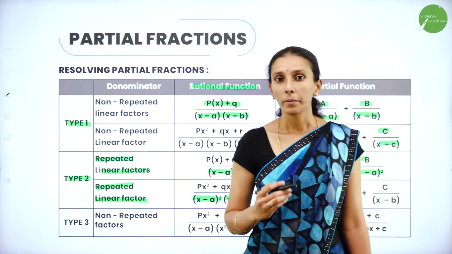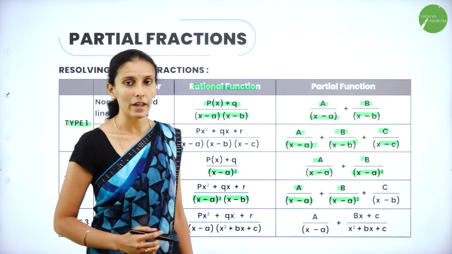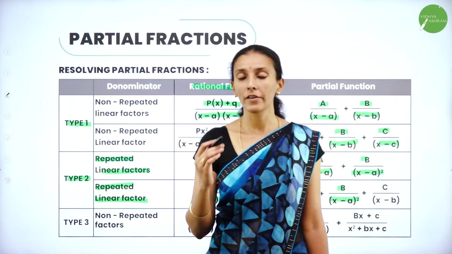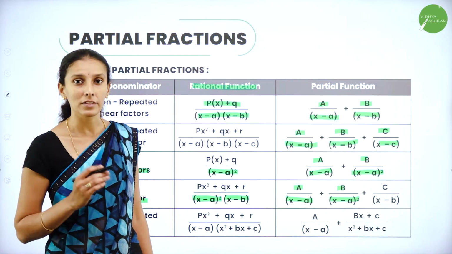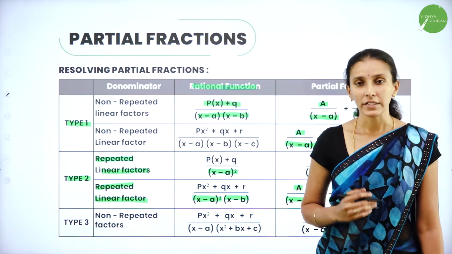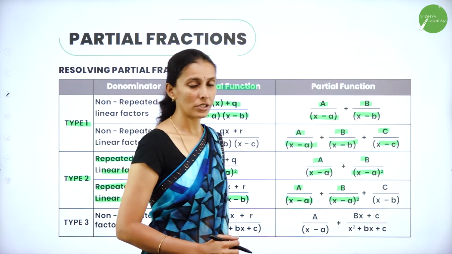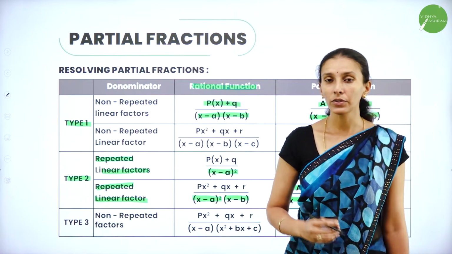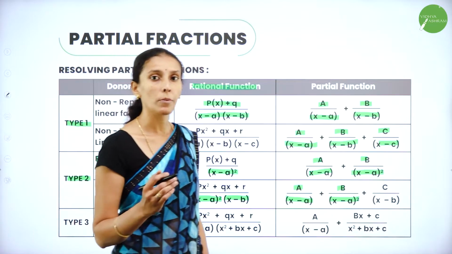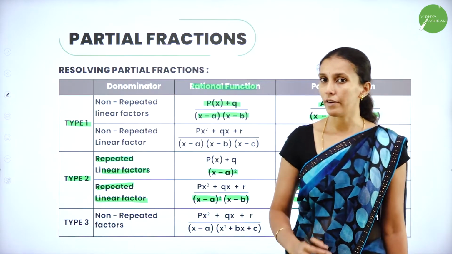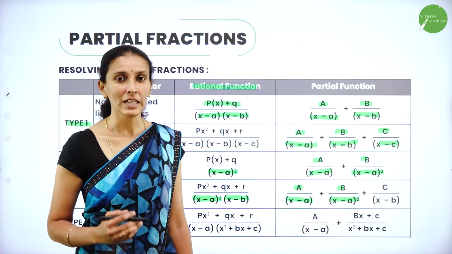Also make a note that whenever a rational function is given, it should always be a proper rational function. If it is not a proper rational function, that is, if it is an improper rational function, then you have to convert it into a sum of a polynomial and a proper rational function. Then we will resolve the proper rational function into simple partial fractions. So we will take up problems of type 2 and also some improper rational functions in this session.